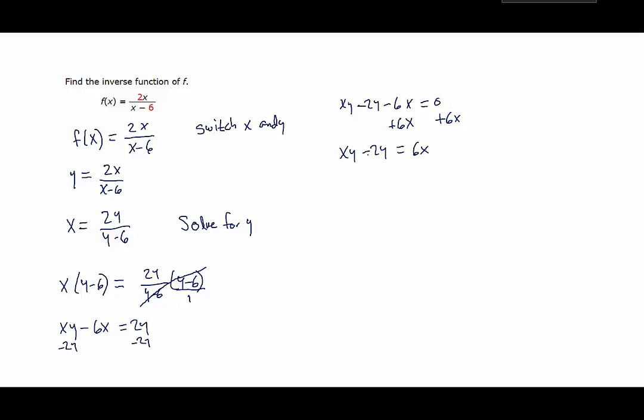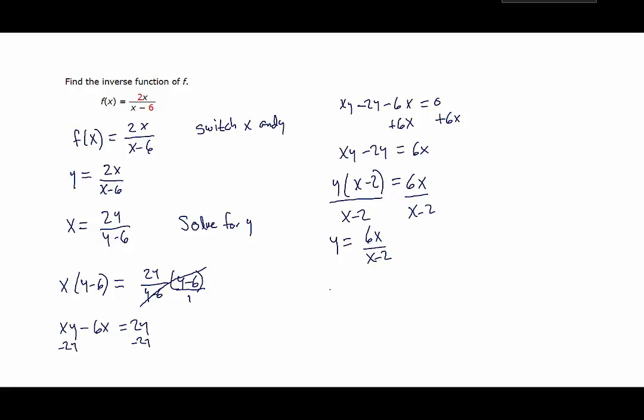We can't combine these two terms because they're not alike, but what we can do is factor a y out. And so we'll have y times x minus 2 equals 6x. Now the only thing being done to y is multiplication, and to undo multiplication we divide, so we will divide both sides by x minus 2, and we'll wind up with y equals 6x over x minus 2.